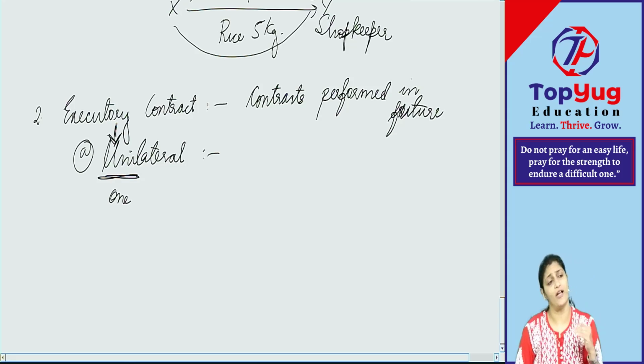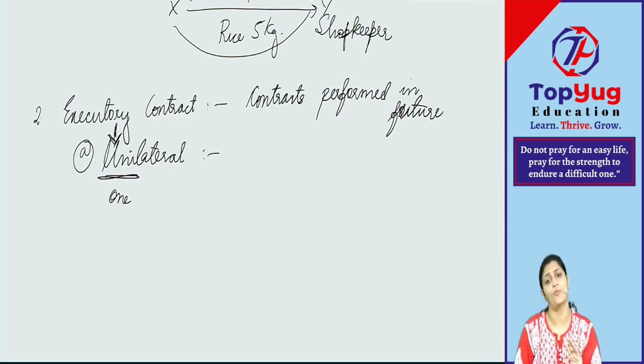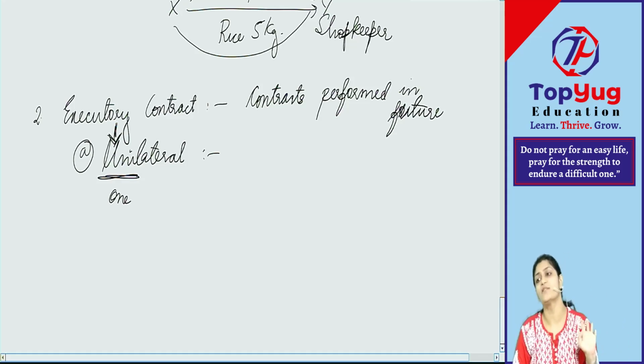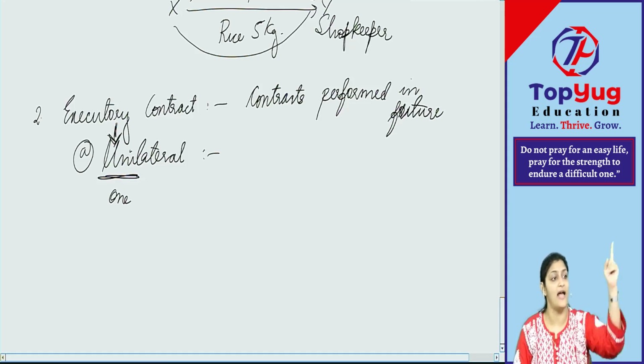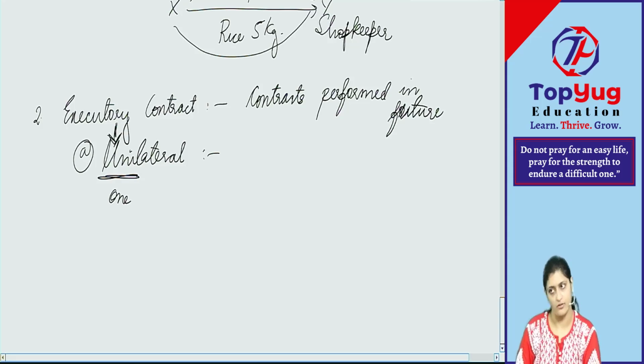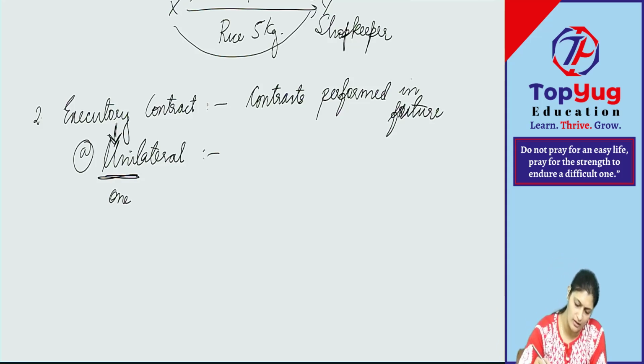Okay. So if one party did not perform, or both the parties did not perform, it will come under what type of contract? Executory. Both the parties performed, it will come under which type of contract? Executed. Is this point clear? Executory contract. Okay.